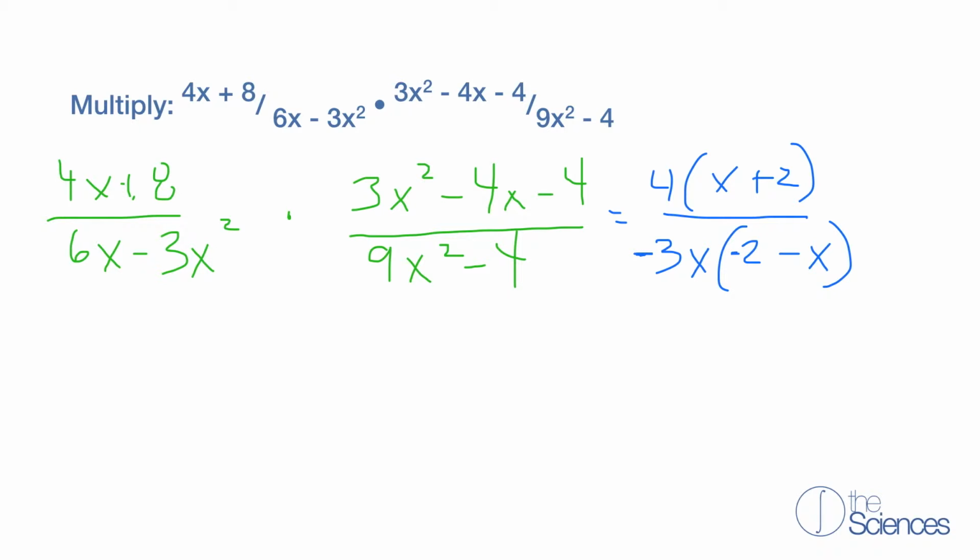So we have negative 3x times negative 2 plus x. Now we'll just keep it as 3x times 2 minus x. Next, we have 3x² minus 4x minus 4. So we're going to use the FOIL method. So we'll just write that up here.